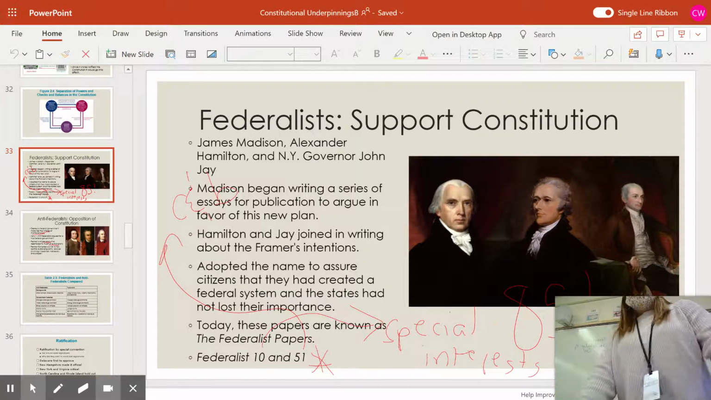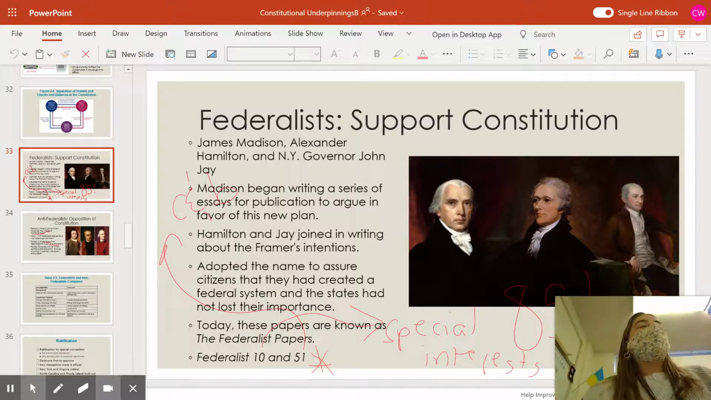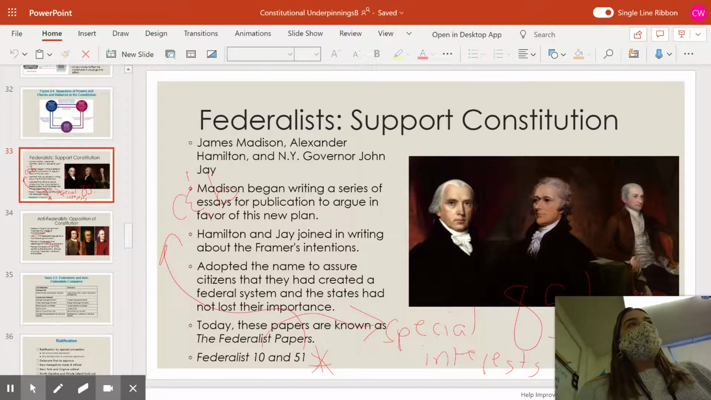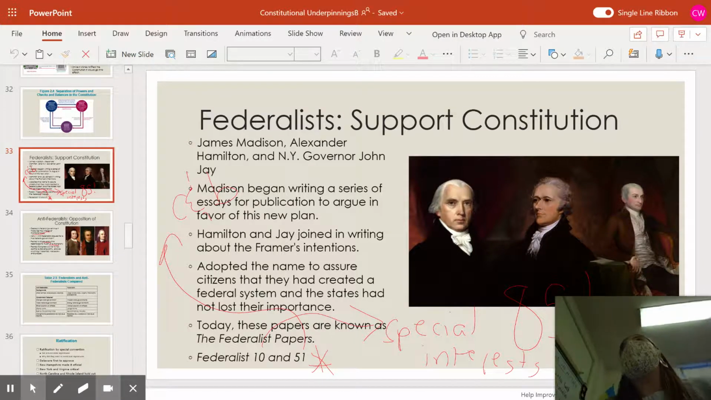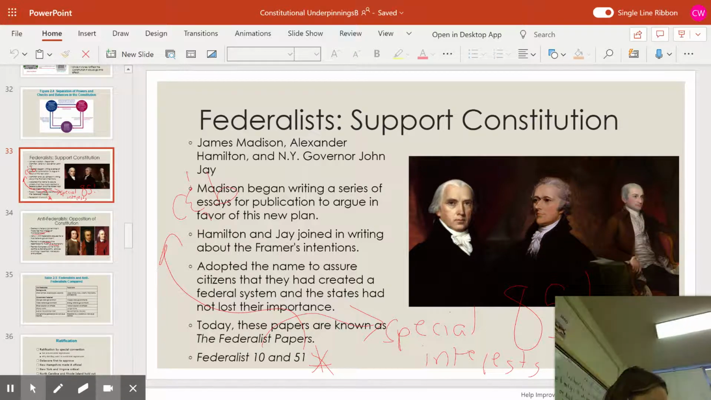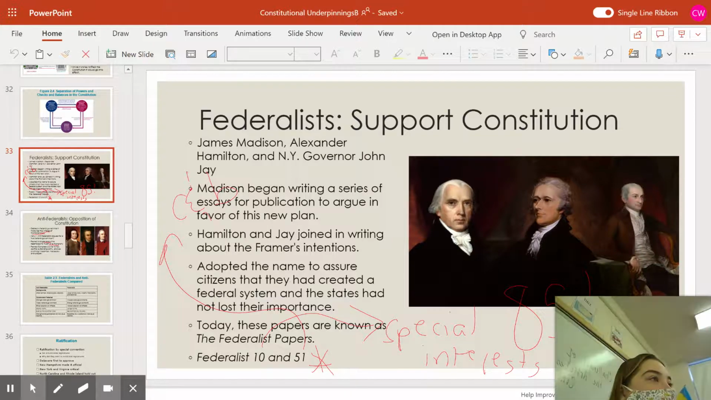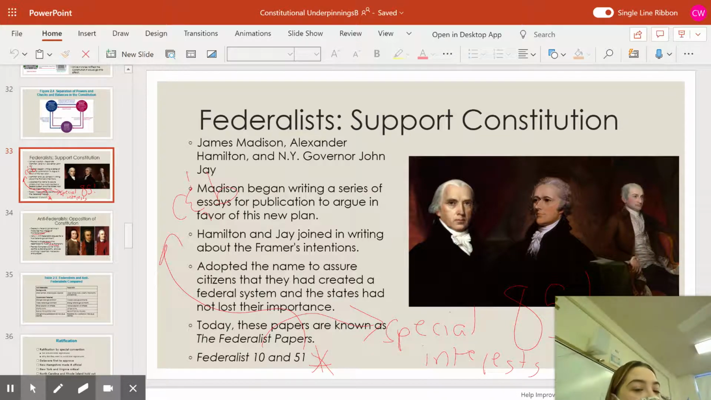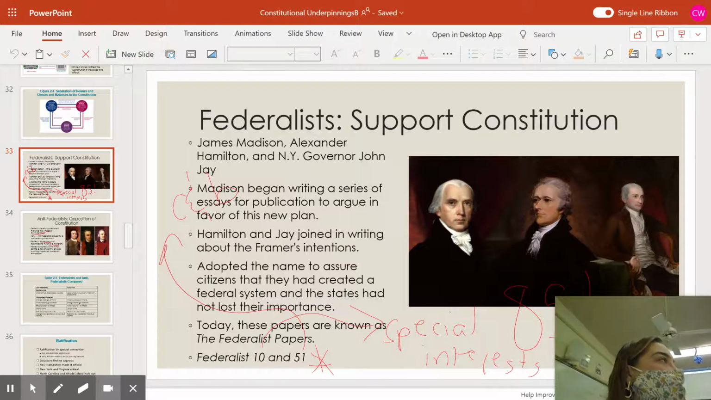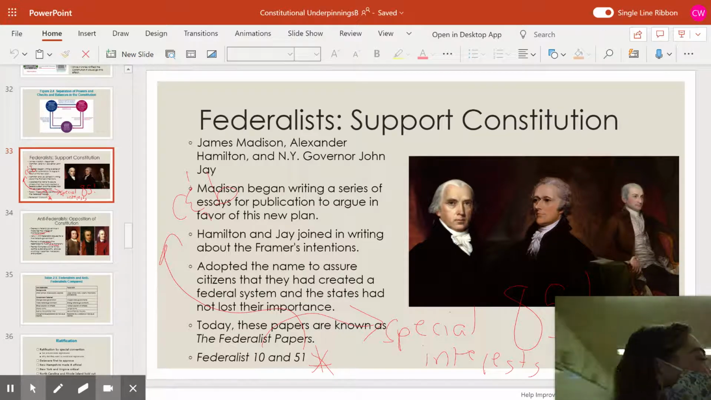Okay, guys. So let's look at the challenges of the articles. What were the 2 major challenges of the Articles of Confederation? What 2 major points? What 2 major points were we looking at when we looked at the Articles of Confederation? Name one.